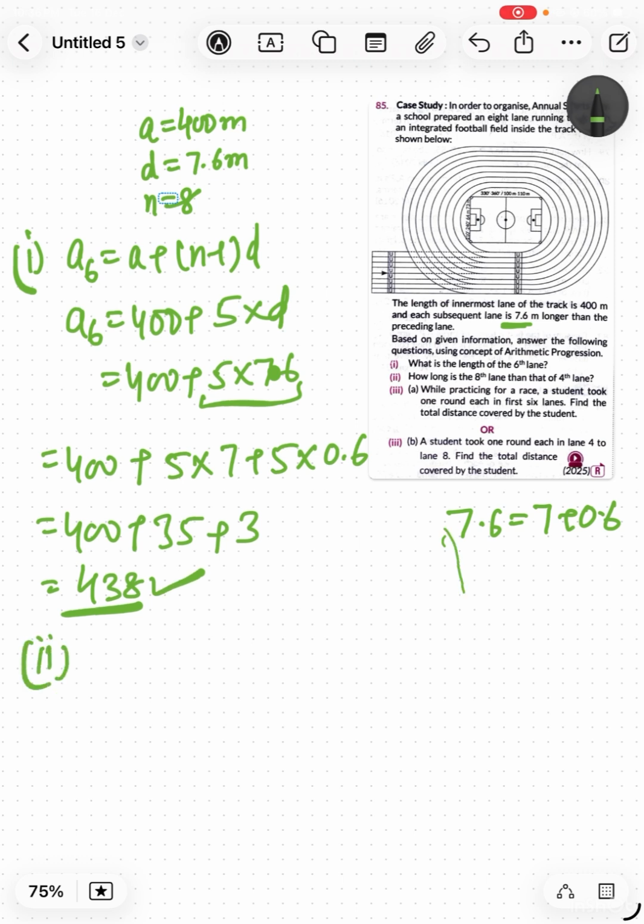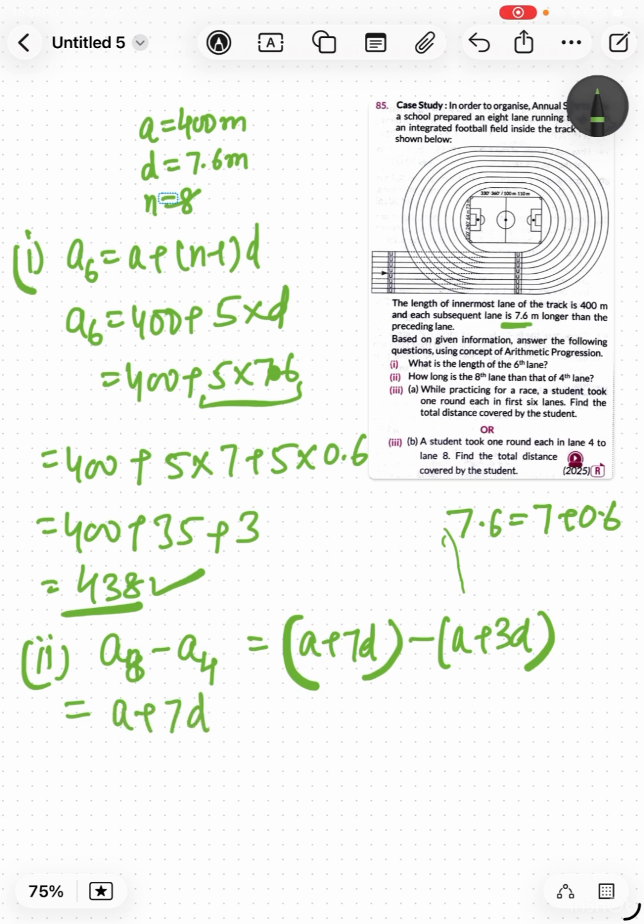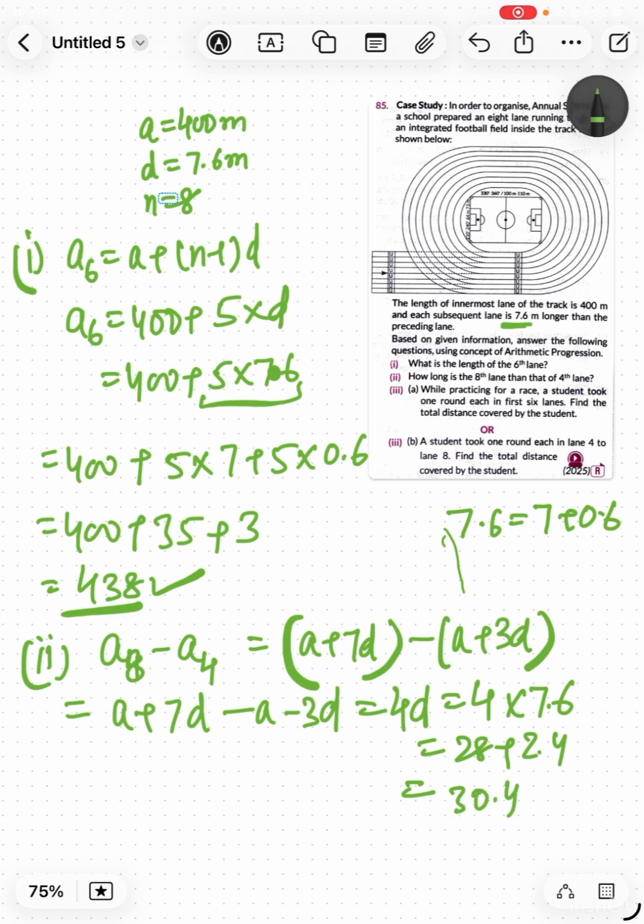Now the second part. The second part says, how long is the 8th lane than the 4th lane. So they have asked A8 minus A4. A8 is A plus 7D and A4 is A plus 3D. So this becomes A plus 7D minus A minus 3D, which is 4D, which is equal to 4 into 7.6. 7 4s are 28. You don't have to expand it like this. 7 4s are 28 plus 6 4s are 24 and 1 point, 2.4. So this becomes 30.4. I hope it's clear to you.